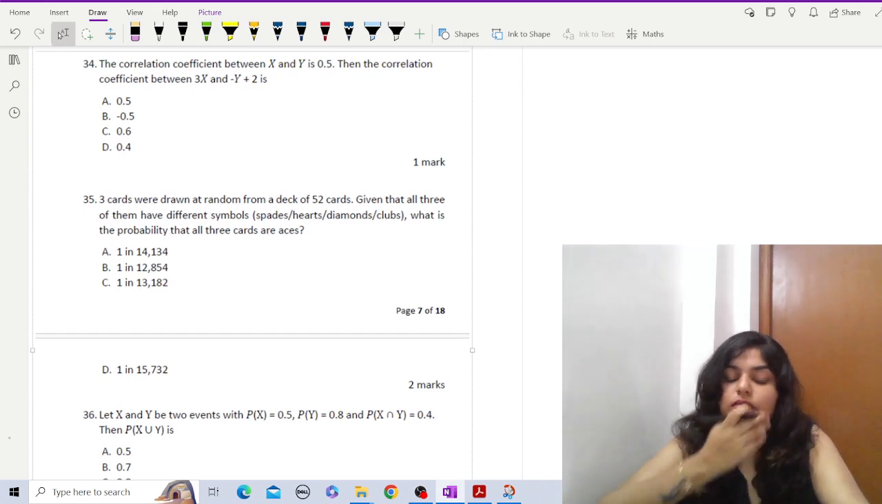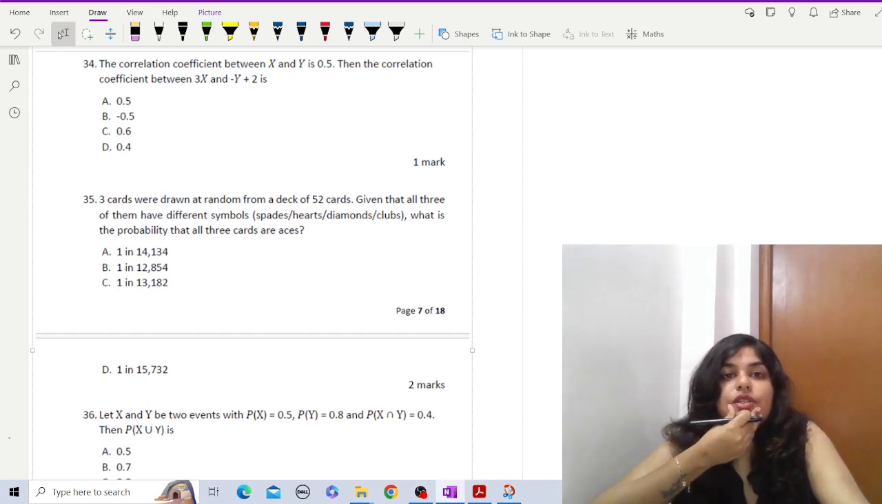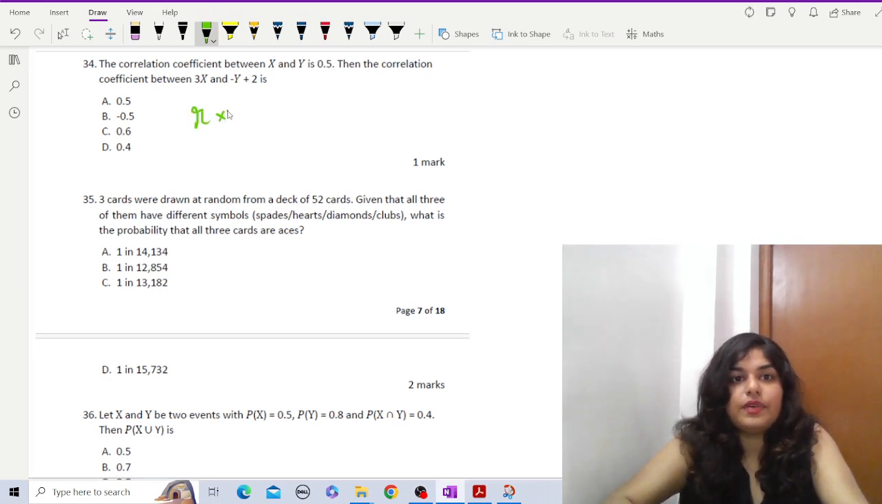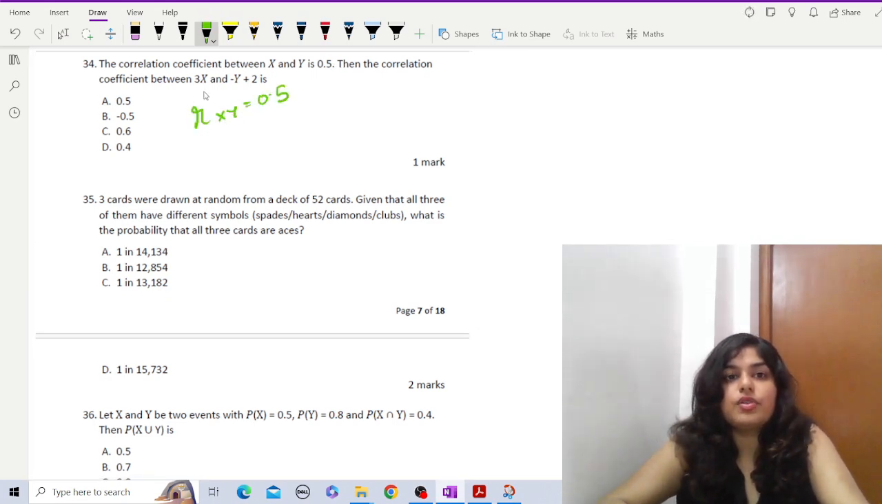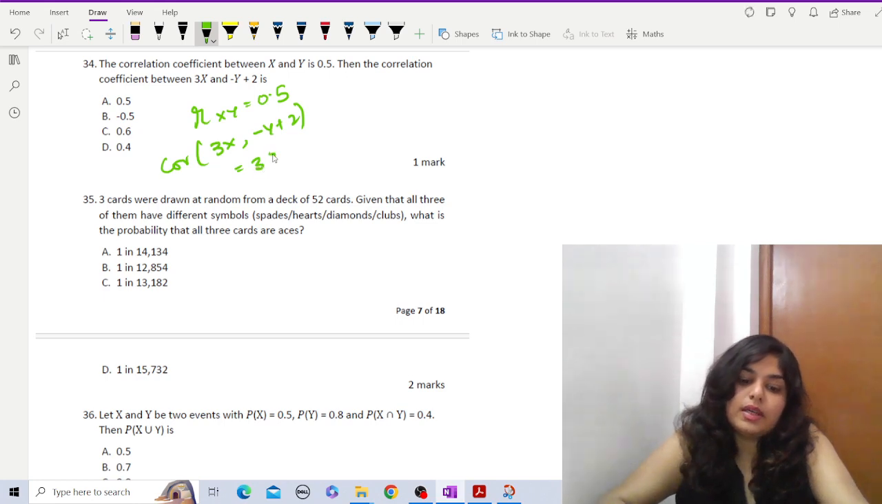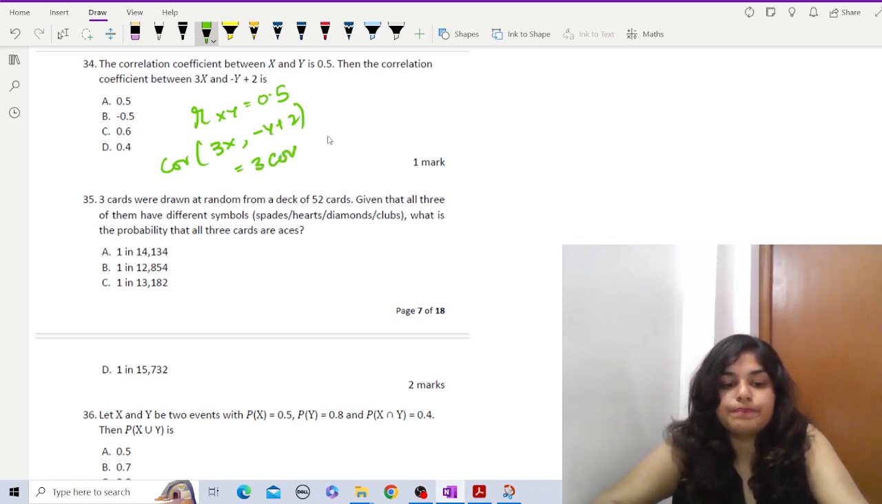Next question. The correlation coefficient between x and y is 0.5. Then the correlation coefficient between 3x and minus y plus 2 is how much? Okay. So cov of 3x and minus y plus 2 is equal to 3 times cov of x comma minus y, plus 6 into cov of x.